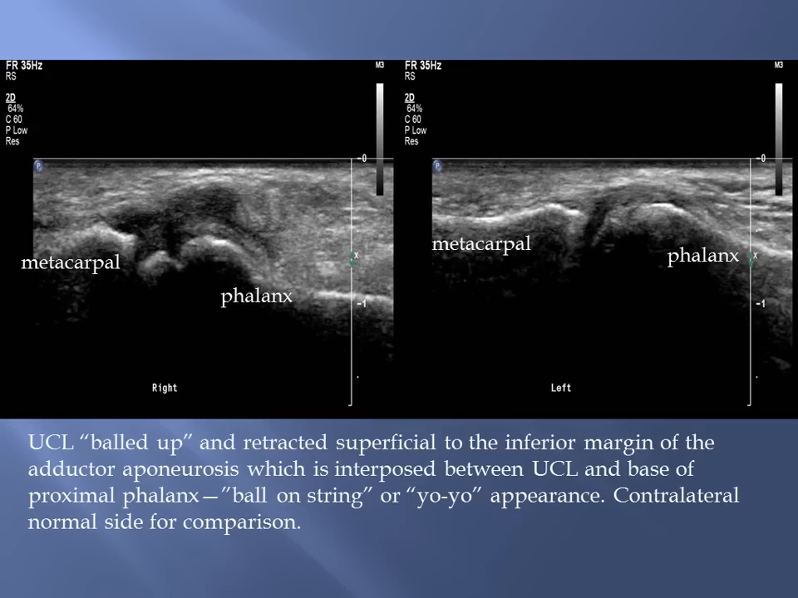This is a sonographic evaluation of a patient with a Stener lesion. Again, a transducer in the long axis of the finger. We see the ulnar collateral ligament torn, proximally retracted, superficial to the adductor aponeurosis. And on the corresponding image, we see the contralateral thumb, which is normal.